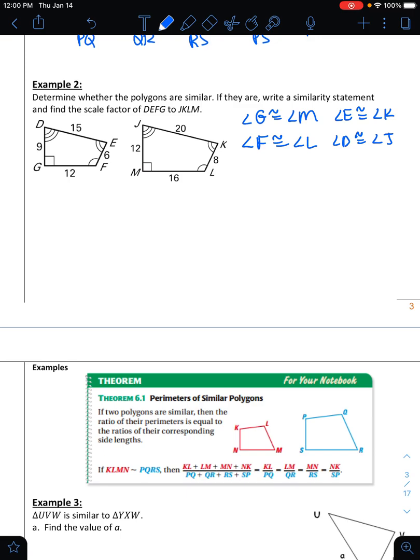So I'm going to maybe just start along the bottom with GF and ML. So let's put GF in a ratio with ML. And then I'm going to plug the numbers in. So I know it's a 12 to 16 ratio, 12/16, but let's reduce it down. A 4 goes into both, so 3/4. So I'm looking to see, are all of them a 3/4 ratio?